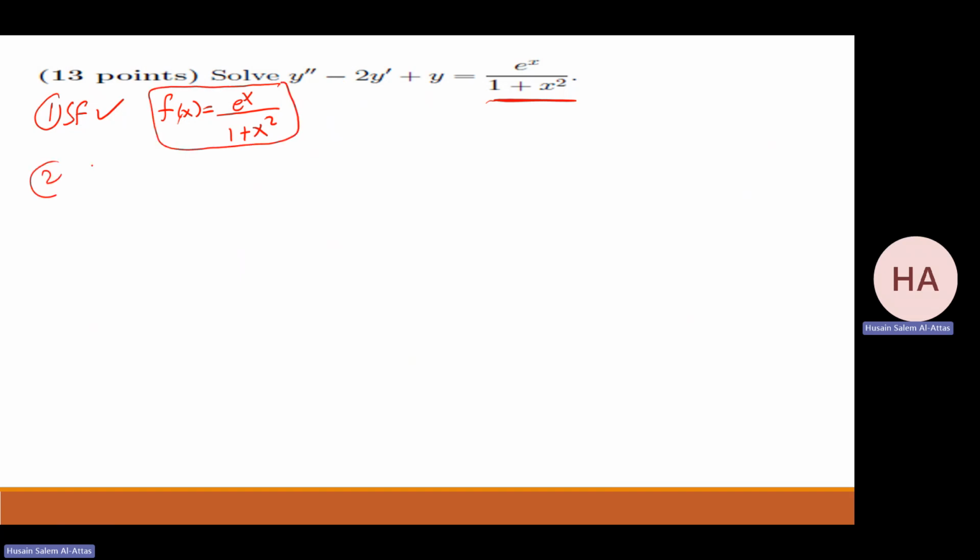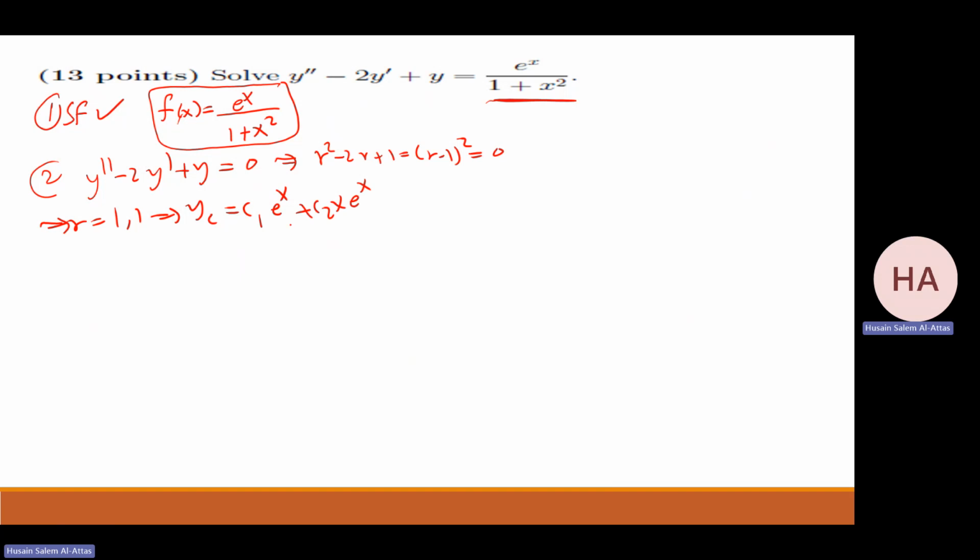Second, I solve the homogeneous. So I have y double prime minus 2y prime plus y equals 0. So I'm getting r squared minus 2r plus 1, which is r minus 1 squared. So I have r equals 1, 1. What is yc? c1 e to the x plus c2 x e to the x. This is y1. This is y2.